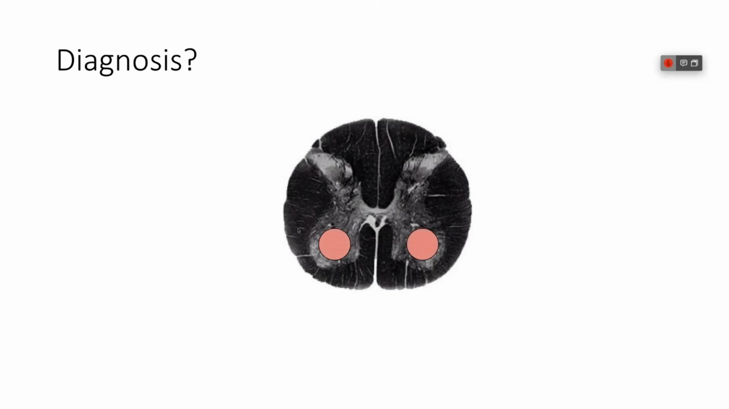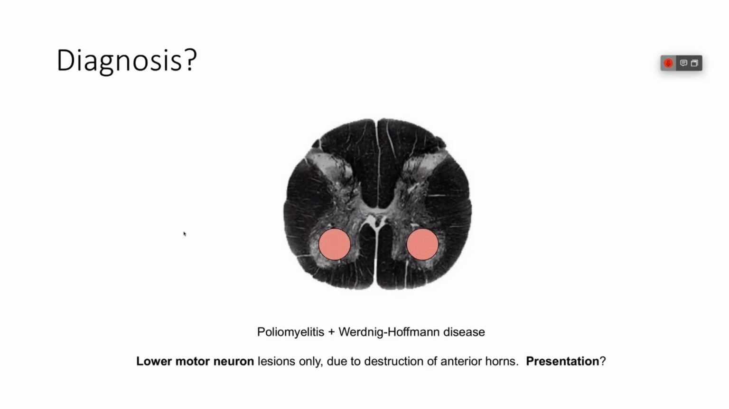There are maybe one or two other diseases that this could be. Can you think of what they might be? Polio is definitely one of them. I think there's Werdnig-Hoffman disease. Very good. So polio and Werdnig-Hoffman disease both can affect, again, lower motor neuron only. So how might that present if it was lower motor neuron only?